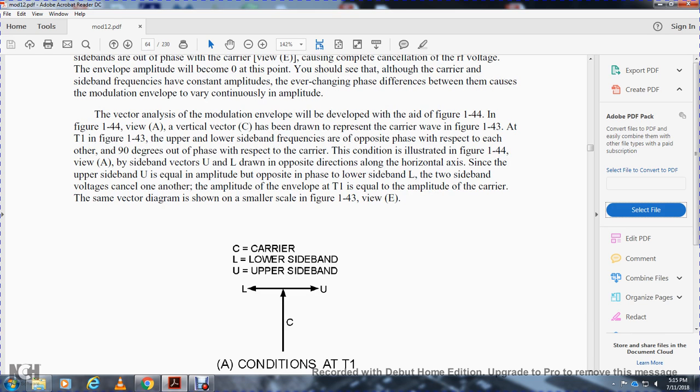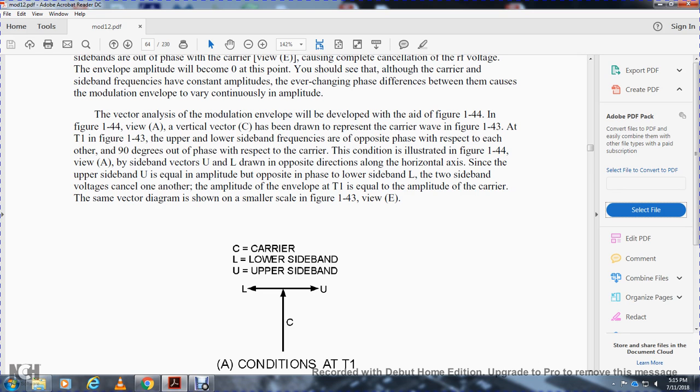Vector analysis of the modulation envelope will be developed with the aid of Figure 144. In Figure 144 view A, the vertical vector C has been drawn representing the carrier of the waveform in Figure 143 at time interval 1. The upper and lower sideband frequencies are opposite in phase with respect to each other and 90 degrees out of phase with respect to the carrier. In addition, in Figure 144 view A, the sideband vectors U and L are drawn in opposite directions along the horizontal axis. The upper sideband U is equal in amplitude but opposite in phase to the lower sideband L. The two sideband voltages cancel one another. The amplitude of the envelope at time 1 is equal to the amplitude of the carrier.